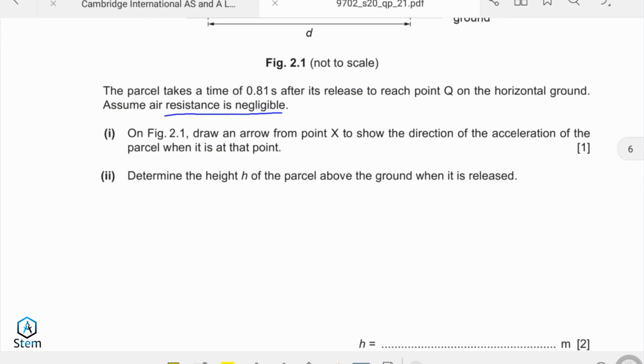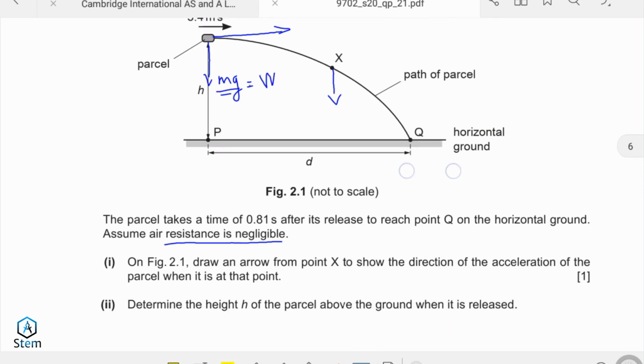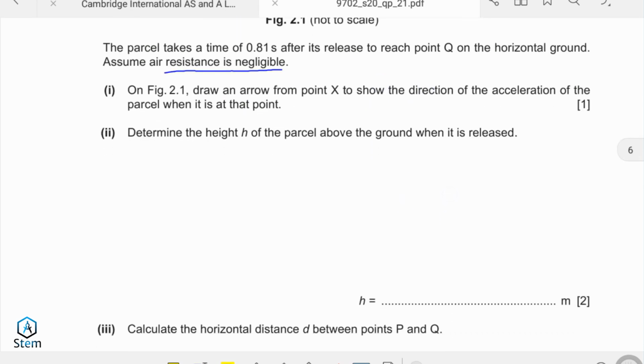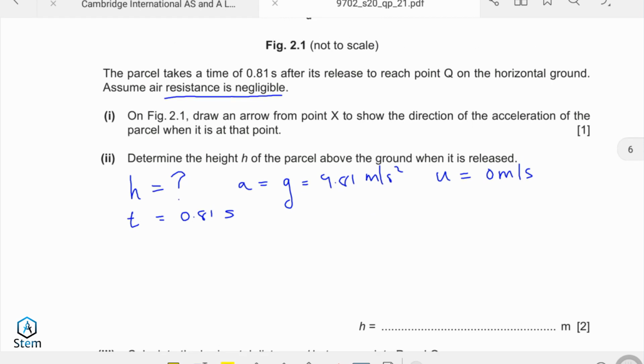Determine the height h of the parcel above the ground when it is released. All right, let's just put together the information that we have been given about this question. h is unknown. Acceleration is equal to g, which is equal to 9.81 meters per second squared. Then we also know that the initial velocity u is equal to 0 meters per second. The time of flight is the same for horizontal and vertical motion, so it is 0.81, okay, not meters but seconds. All right, so this is the data that we have when it comes to vertical motion.